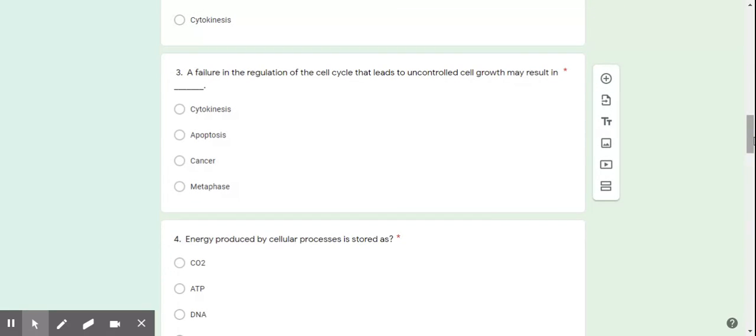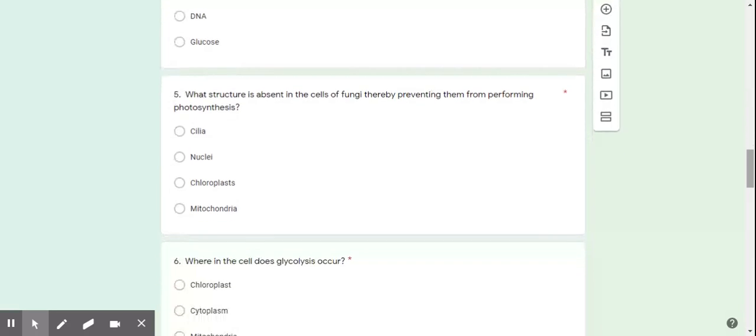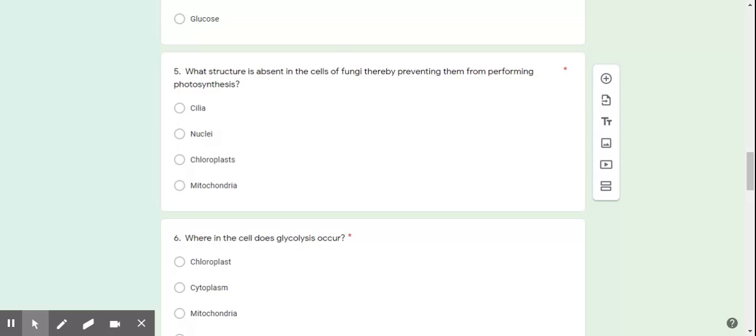Number 3, a failure in the regulation of the cell cycle that leads to uncontrolled cell growth may result in cytokinesis, apoptosis, cancer, or metaphase. Number 4, energy produced by cellular processes is stored as CO2, ATP, DNA, or glucose. Number 5, which structure is absent in cells of fungi, thereby preventing them from performing photosynthesis? Cilia, nuclei, chloroplast, or mitochondria?